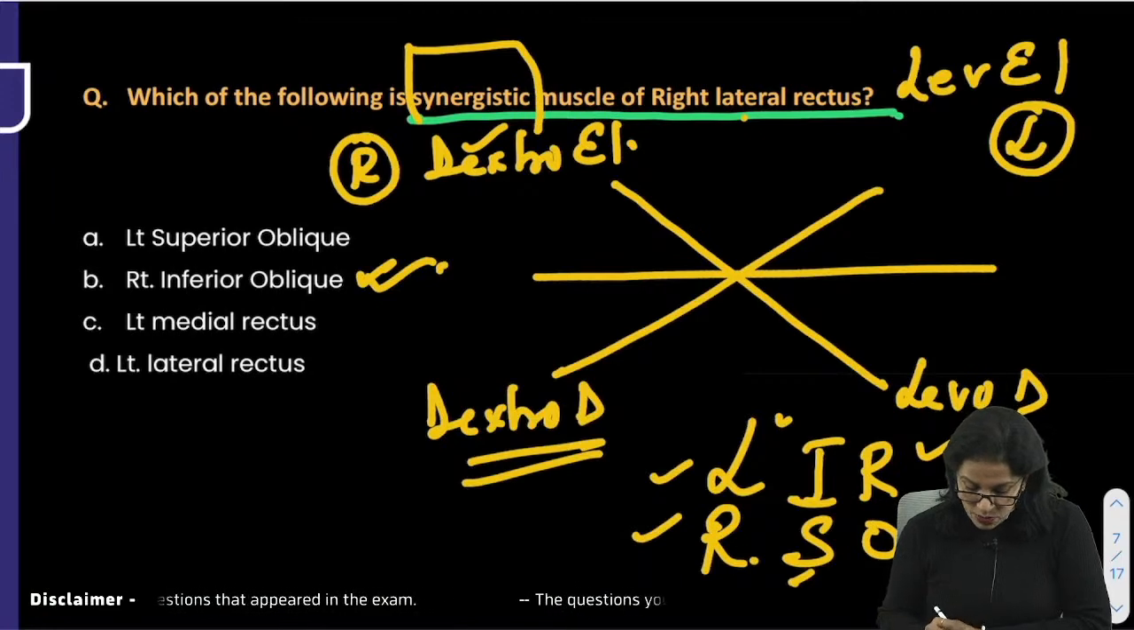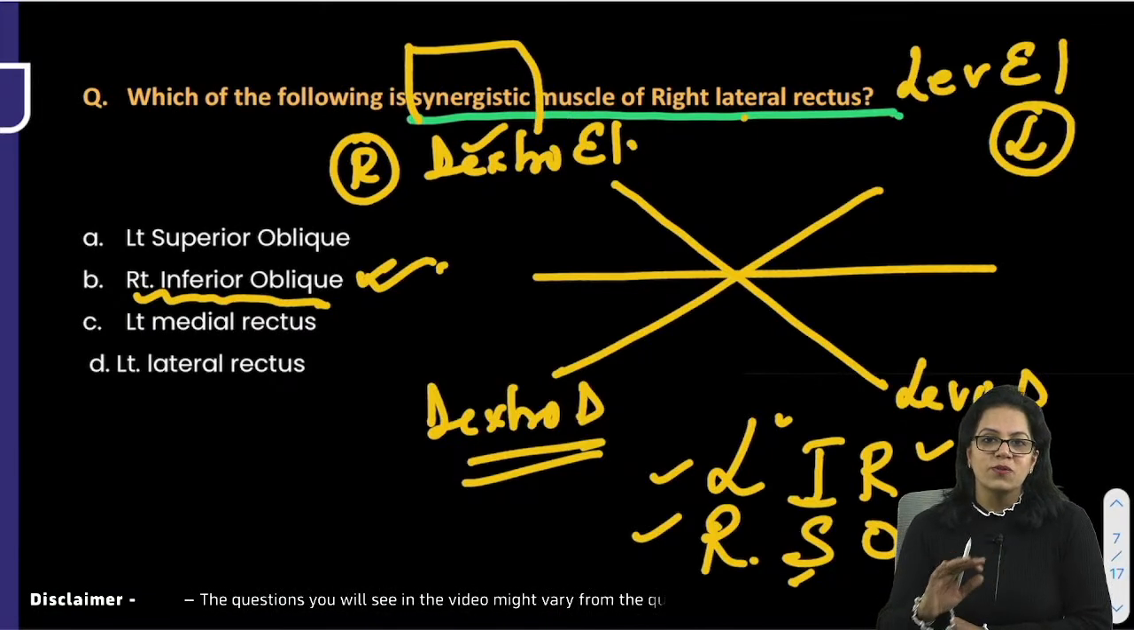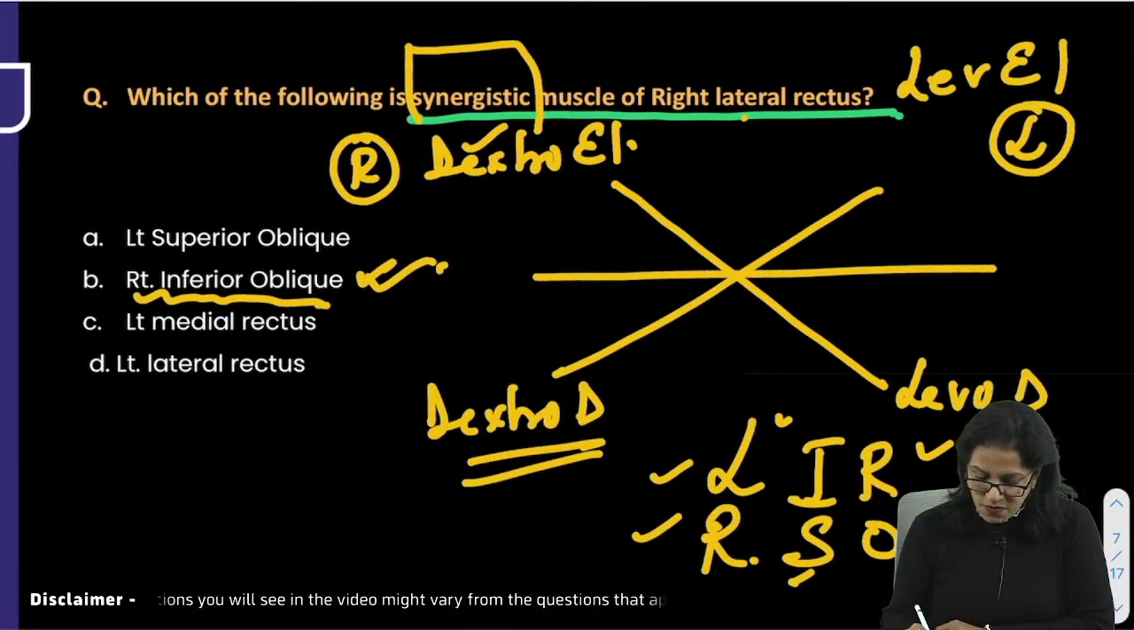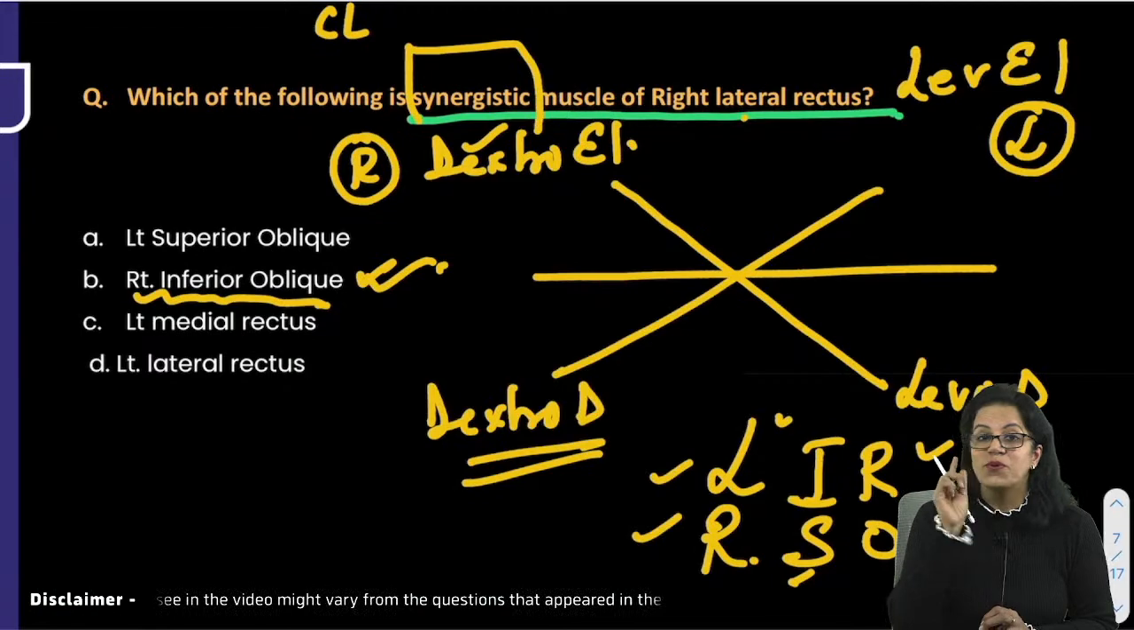But here, there is only one right inferior oblique, and the superior oblique on the left is given, so we will answer this. But I don't think this is the question, so please don't worry. We will solve it as contralateral synergist, or as told, when you are looking to the right. We are talking about yoke muscles.